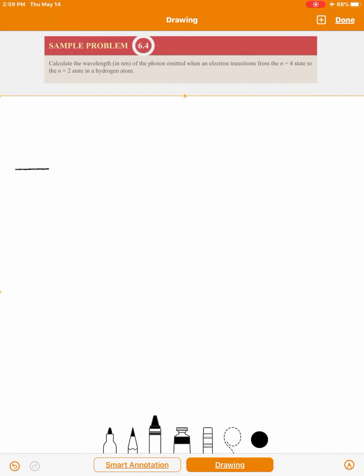So I'm going to show the two of the relevant levels here. So this would be n equals 4, n equals 3, n equals 2, n equals 1. So what we're looking at is the electron undergoing a transition from 4 to 2. It's starting off at 4, so n initial is 4, and it's ending at 2, so n final is 2.